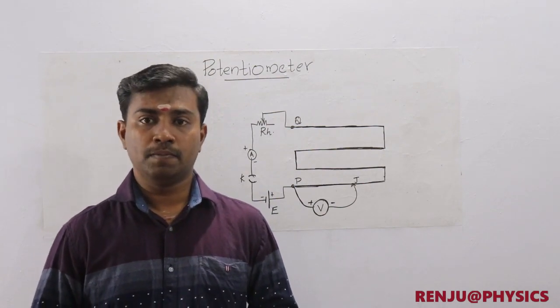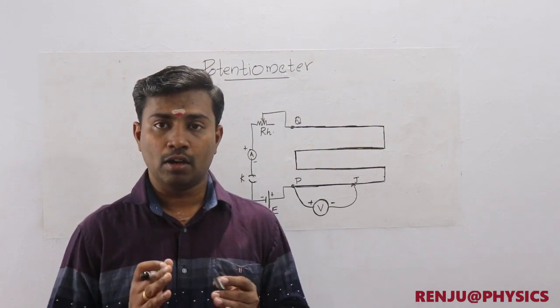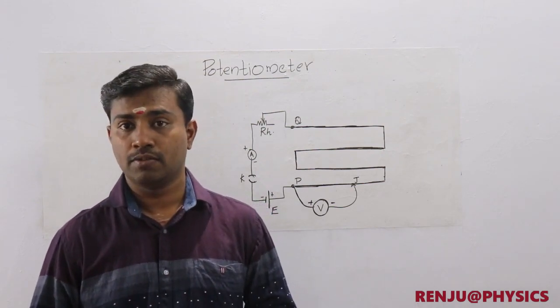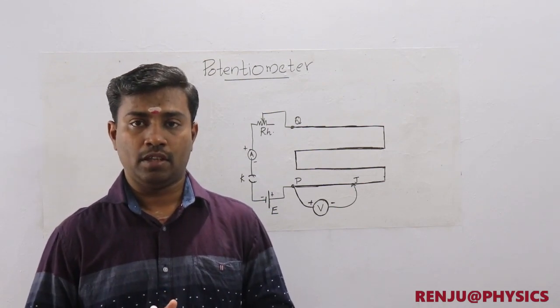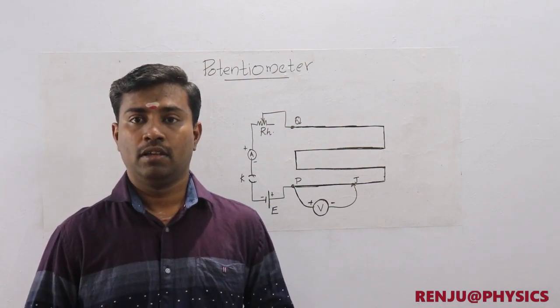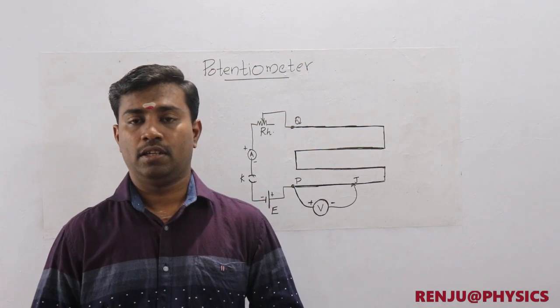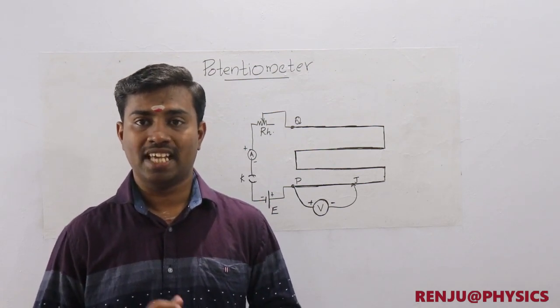This potentiometer consists of a 1 meter long wire. It has a uniform area of cross section, and it is fixed on a wooden board in a zigzag manner.